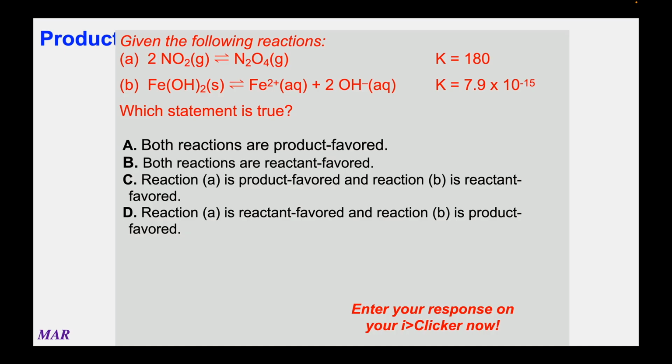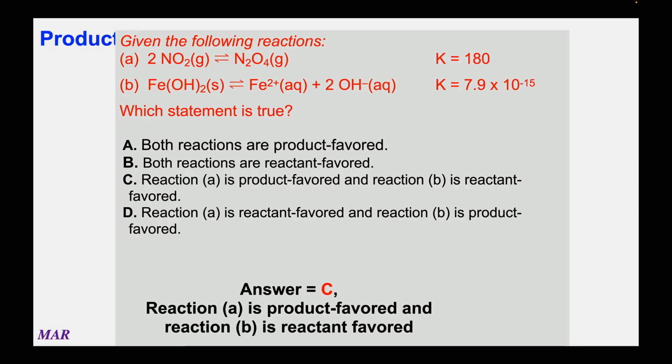We have one product favored, the first one, and reactant favored, the second one. So A is out because both reactions are not product favored. B is out because both reactions are not reactant favored. K of the first one is greater than 1, so it's product favored, but the second one's reactant favored. So then it says C, reaction A is product favored and reaction B is reactant favored. That sounds good to me. That's like saying K of the first one is greater than 1 and K of the second one is less than 1. That's what we see. Answer C is the correct answer.